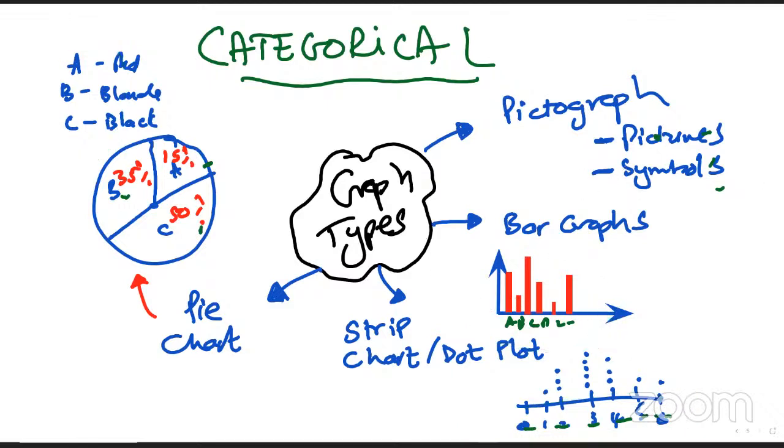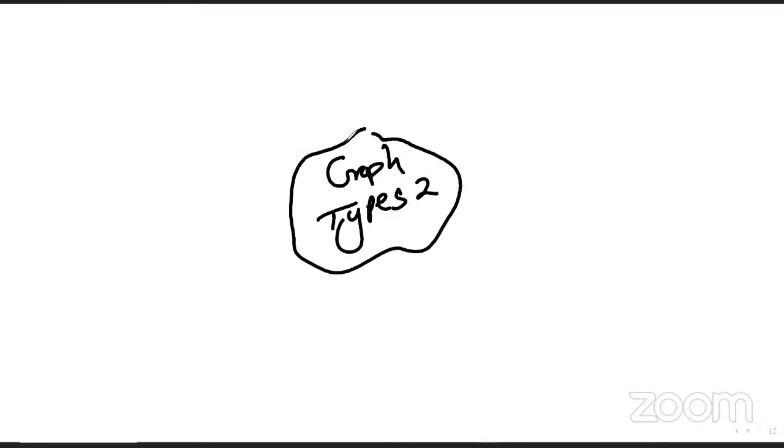Let's go to the next one, and we'll get a defining word that describes this one as well. The next one is your histogram. Now, what is a histogram? Still on graph types. We're continuing into not categorical. Let's have a look at this one now. So, graph types continued. First one is your histogram.